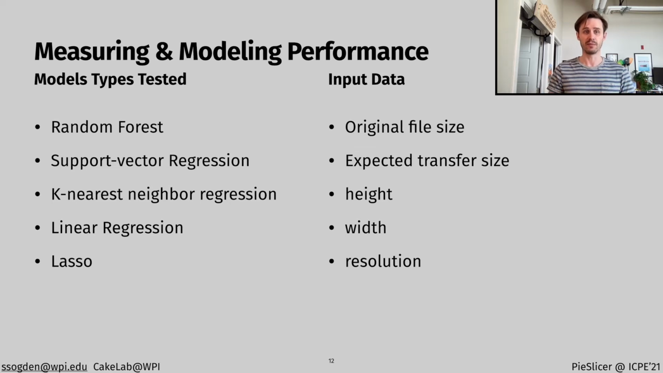For each of these models, we give them 5 pieces of information: the original file size, the expected transfer size, the height, the width, and the resolution. We chose these pieces of data because they're fast and easy to get.